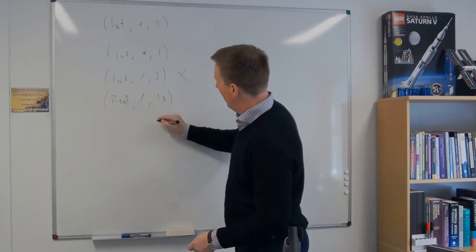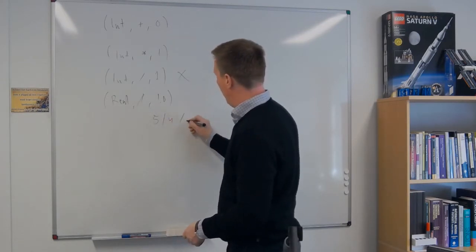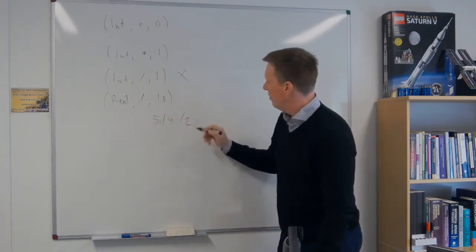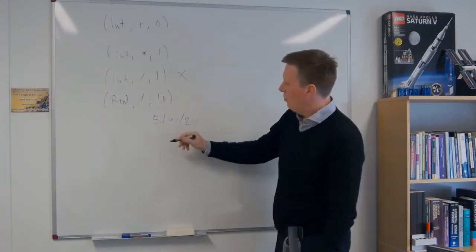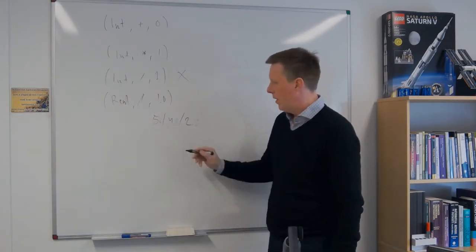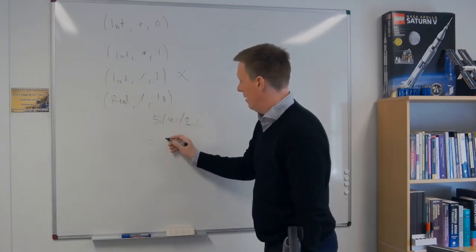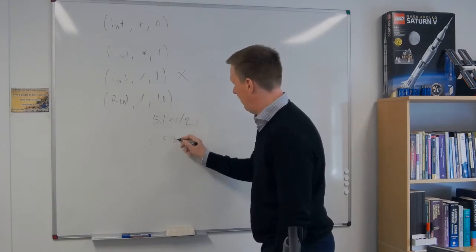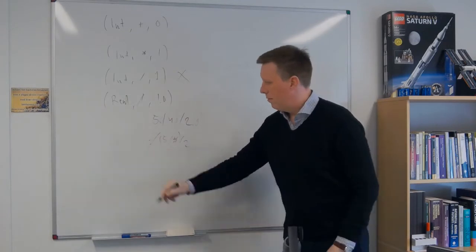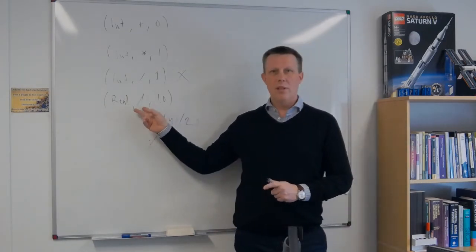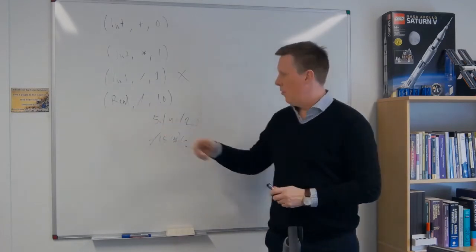If I say 5 divided by 4 divided by 2, is that the same as 5 divided by (4 divided by 2)? No. So associativity breaks. So not a monoid.